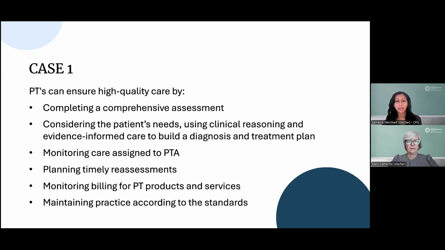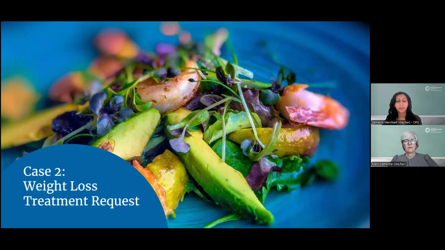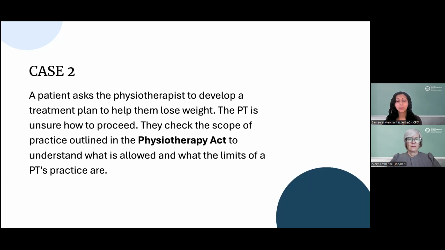Thank you, Mary-Catherine. Let's now walk through a different scenario together. Case 2, weight loss treatment request. A patient asks the physiotherapist to develop a treatment plan to help them lose weight. The PT is unsure how to proceed. Unsure of whether this is appropriate, the PT checks the scope of practice outlined in the Physiotherapy Act to understand what is allowed and what the limits of a PT's practice are.